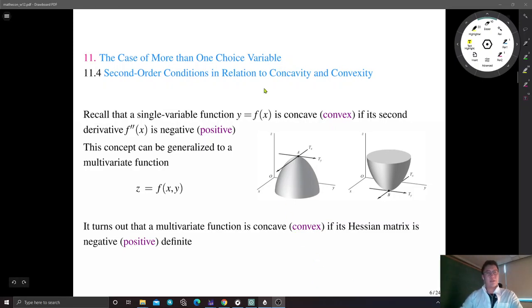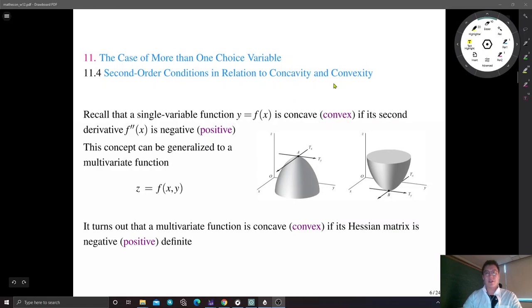Alright, so in this video we are going to study two things. First, we are going to generalize the notion of concavity and convexity to a multivariate function. And second, we are going to study the relation between this notion and the second-order conditions for optimization.